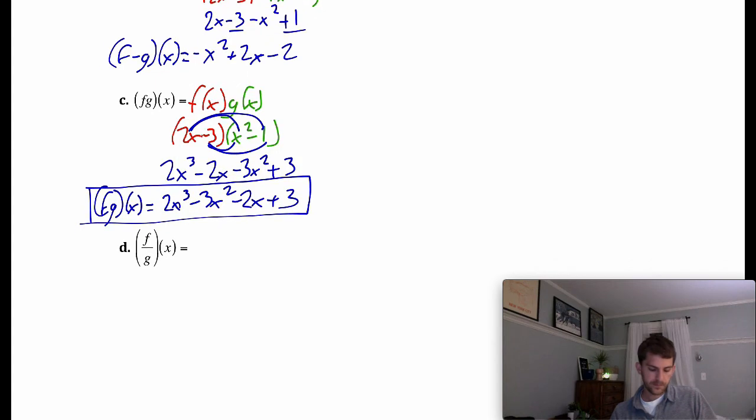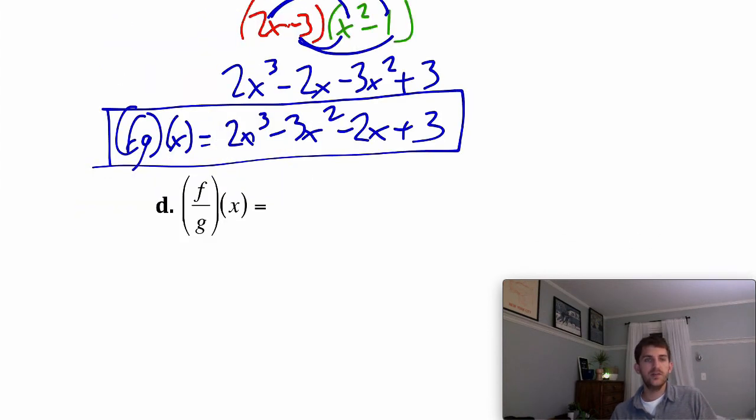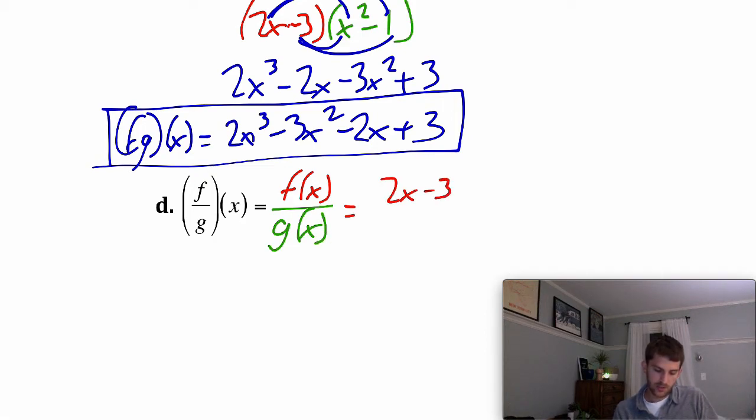Okay. f over g, it's a division. So we're going to take function f of x and divide it by function g. f of x was 2x minus 3, and g of x is x squared minus 1. That's it. We can't simplify it, we can't divide it.